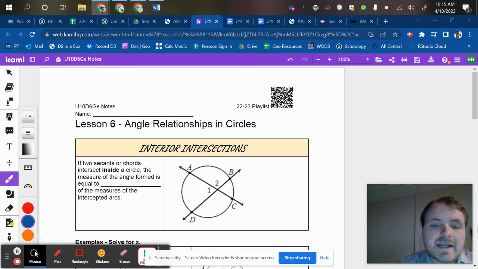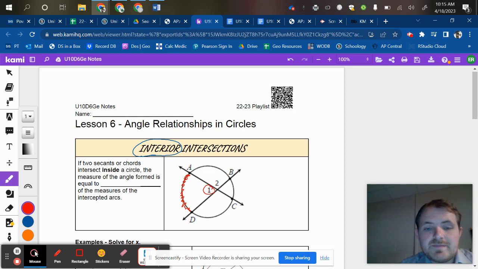Okay, so today we're looking at when two lines intersect inside, on, or outside of a circle. So this is the inside intersection situation. And it can be secants or chords when they're intersecting inside that circle. And there's a relationship between the arcs that were created and the actual angle.